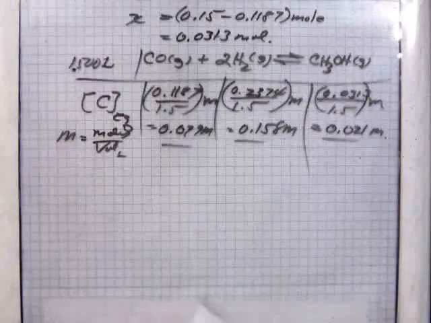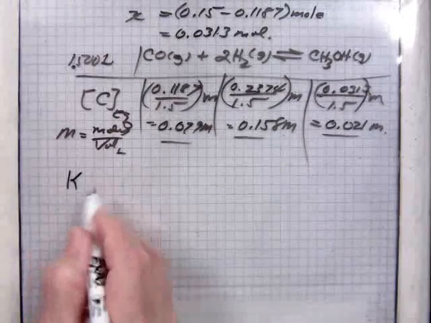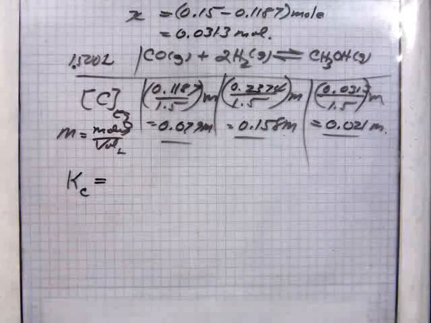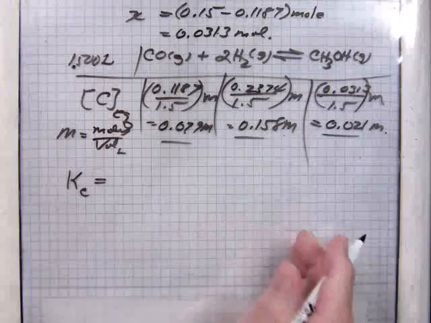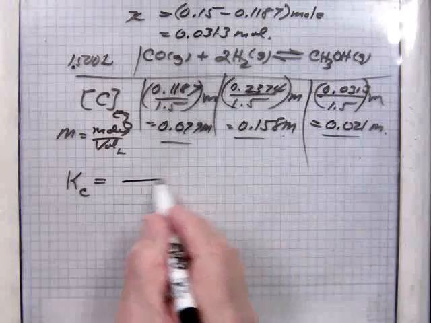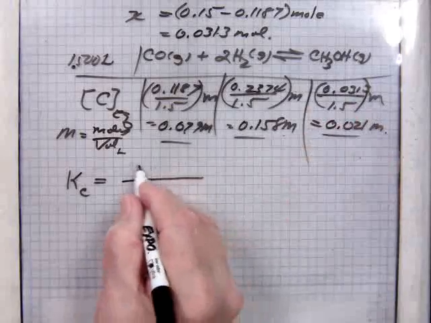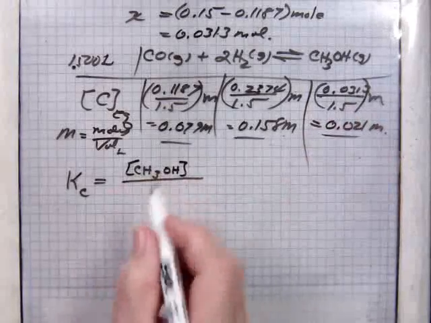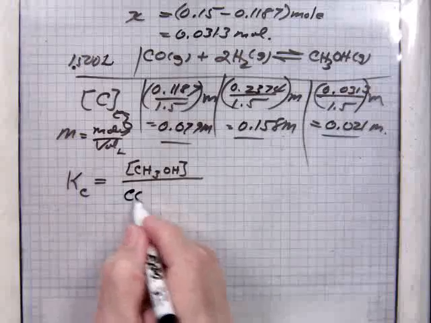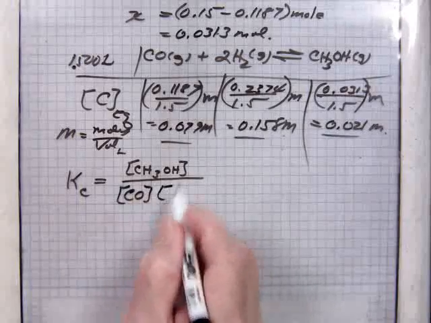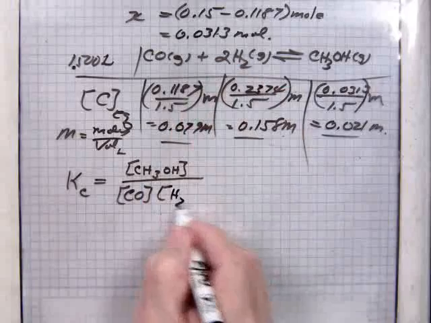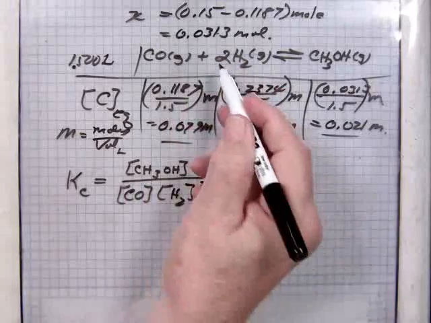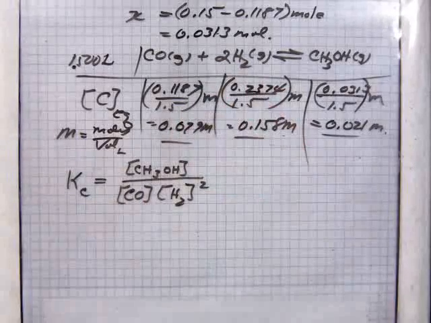So when you need to calculate the equilibrium constant for the problem, in this case everything's gas, so we'll call it a Kc expression, molar concentration. It is products over reactants, and so we have CH3OH in moles per liter divided by carbon monoxide in moles per liter and hydrogen gas in moles per liter, but you have to square it because it has a coefficient of 2.